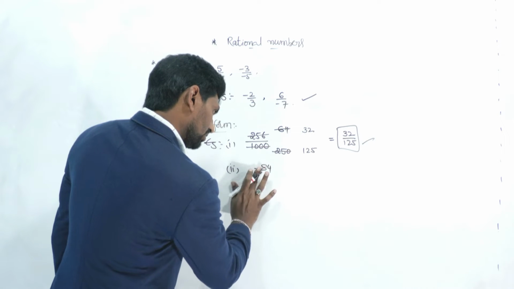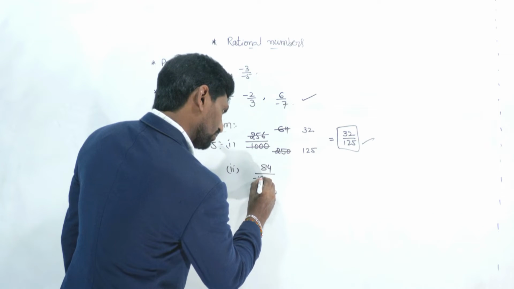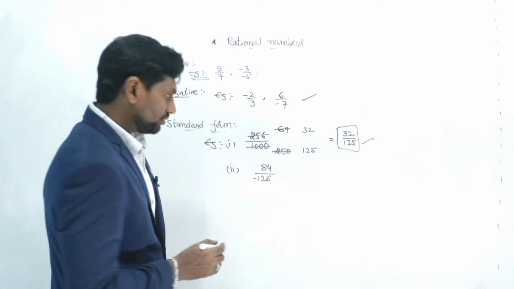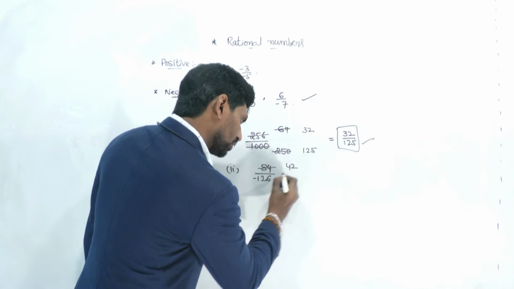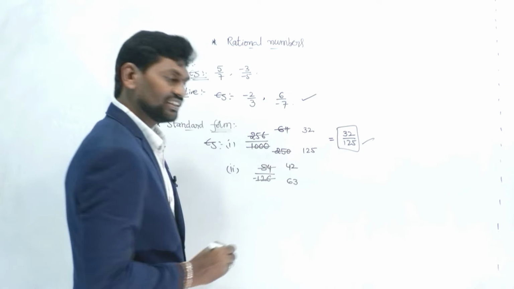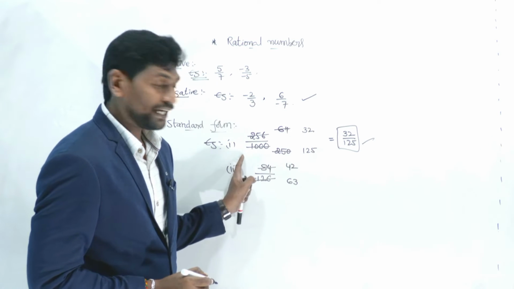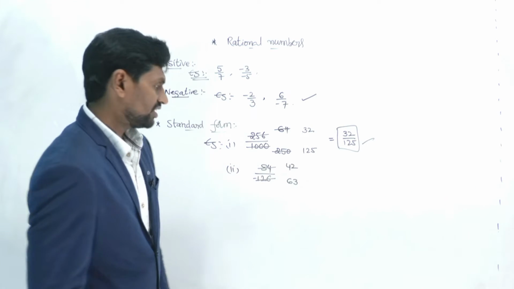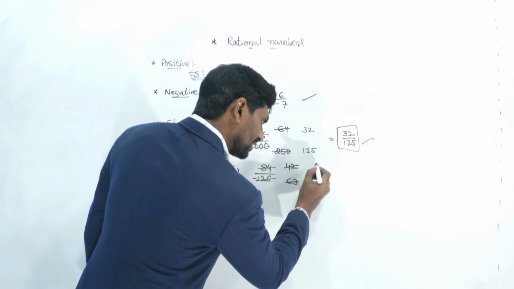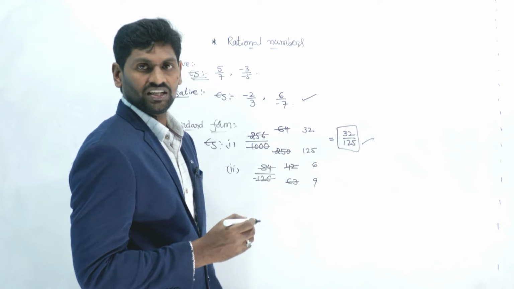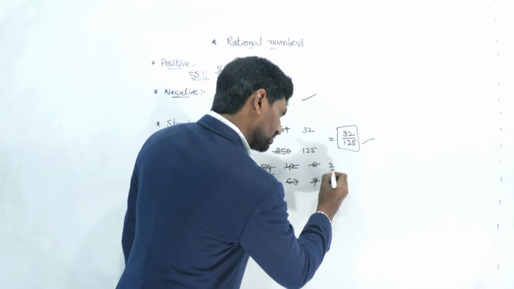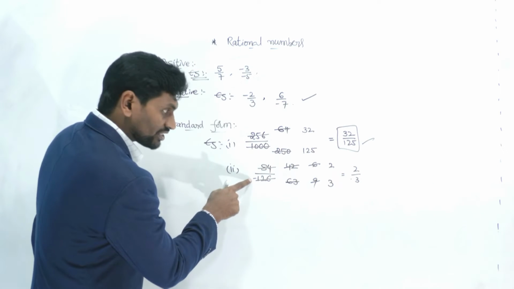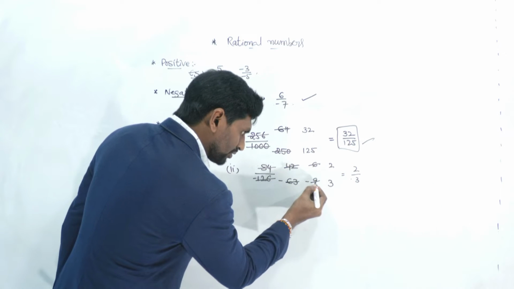Minus 84 by 126. Again both have a common factor 2, so let me cancel in the 2 table: 42 here, 63 here. 42, 2 table in 84 is 42 times, 2 table in 126 is 63 times. Now let us cancel both of them in the 7 table, 7 6s are 42 and 7 9s are 63. Again both will cancel in the 3 table, 3 2s, 3 3s. So that is 2 by 3, but we have the negative symbol here. That negative symbol is applied to the denominator.